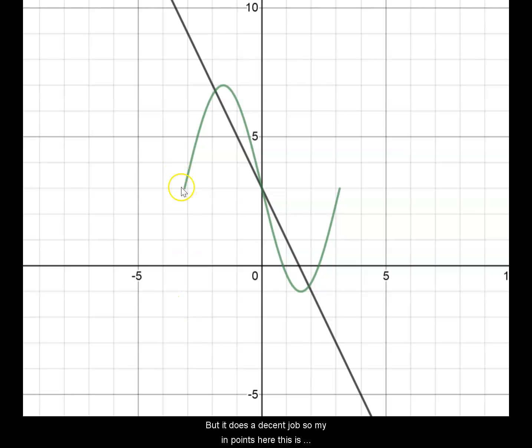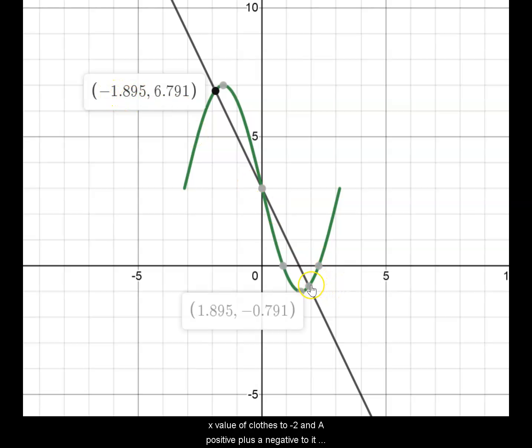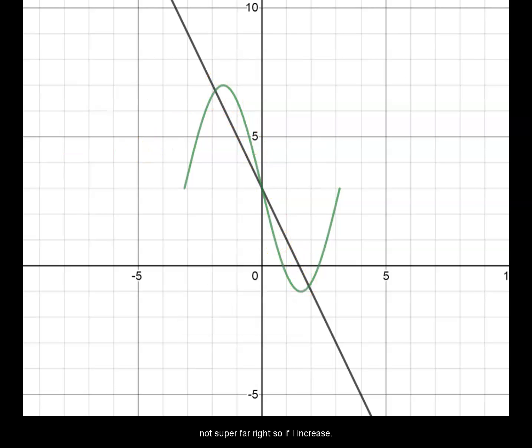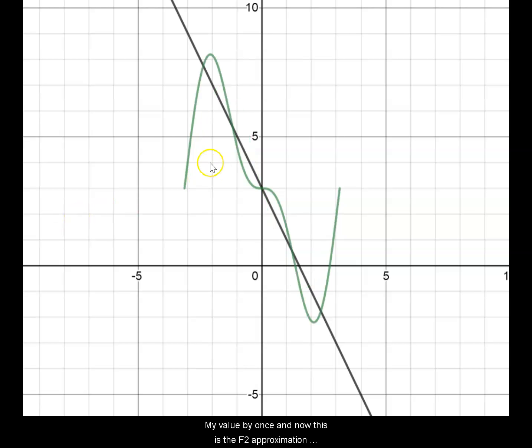So my endpoints here, this is negative pi and this is pi. So over negative pi to pi, it's doing a semi-decent job. So an x value of close to -2 and a positive value of close to -2, it kind of approximates my value. It's semi-close, it's not super far off, right? So if I increase my value by 1, now this is the F2 approximation, the approximation that we made. It's a little bit closer to my line for a bit longer before it kind of strays away and does what sines do, you know, which is start to oscillate.